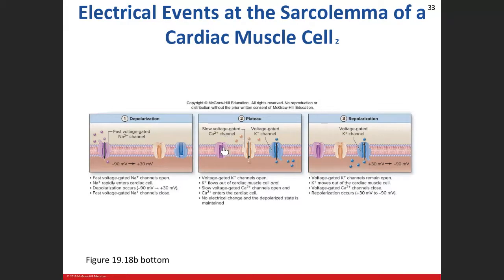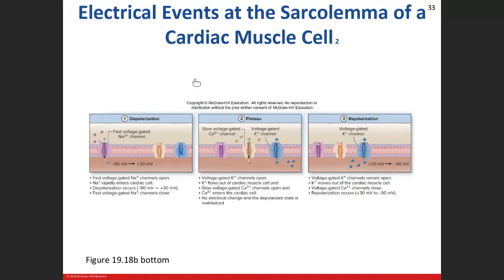Okay, so our fast voltage gated sodium channel is now closed, and we get our slow voltage gated calcium channel. It's opened up, so calcium enters into the cell. But meanwhile, our voltage gated potassium channel has opened up also, and potassium's leaving. So it's almost just like an exchange there. You have positive ions just flowing in and out of the cell. So that's why it kind of levels off there.